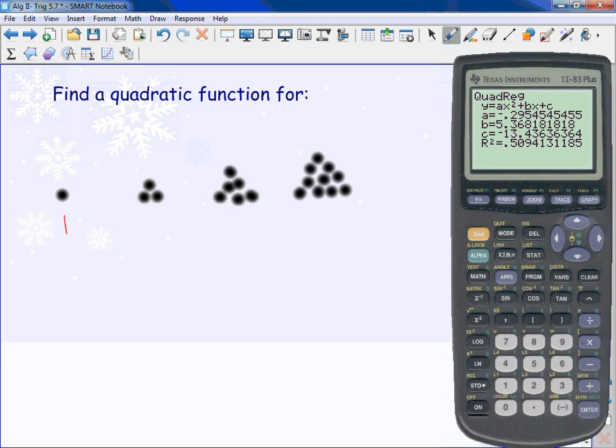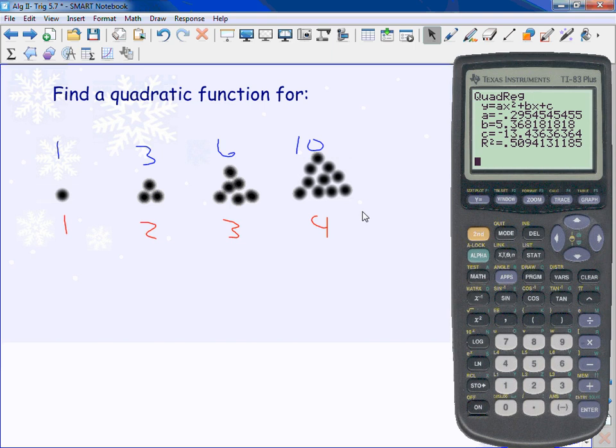This is my first one, second, third, fourth. How many dots are in my first one? And the next one? 3. The next one? The next ones. We want to find the equation for this. What do you think we have to do?